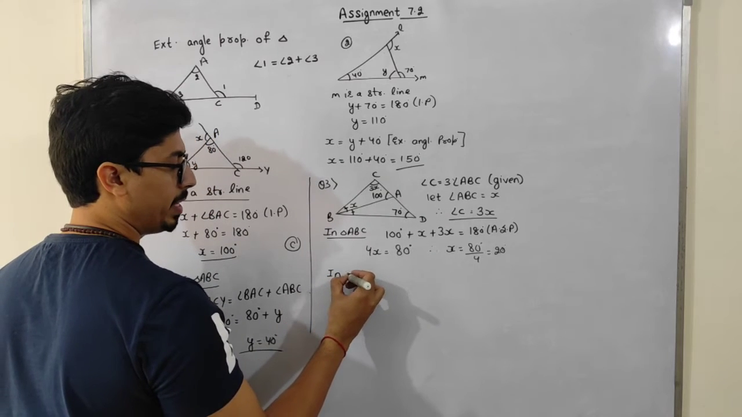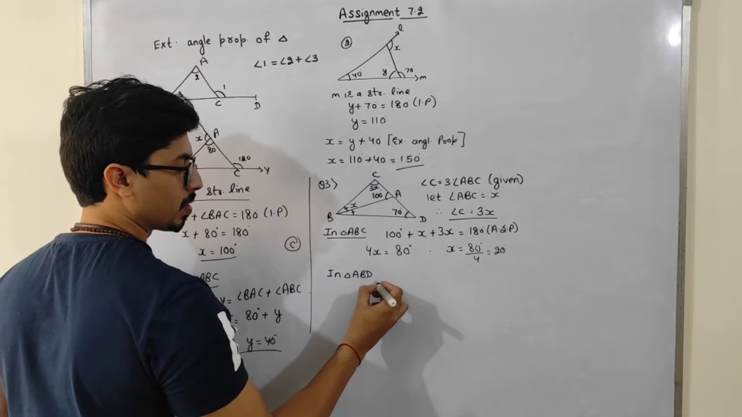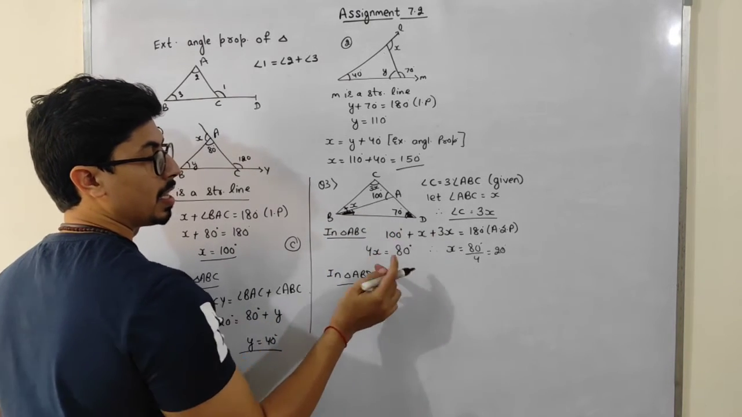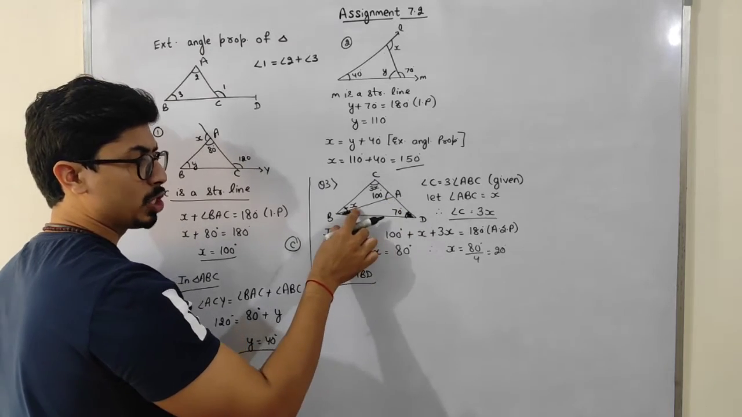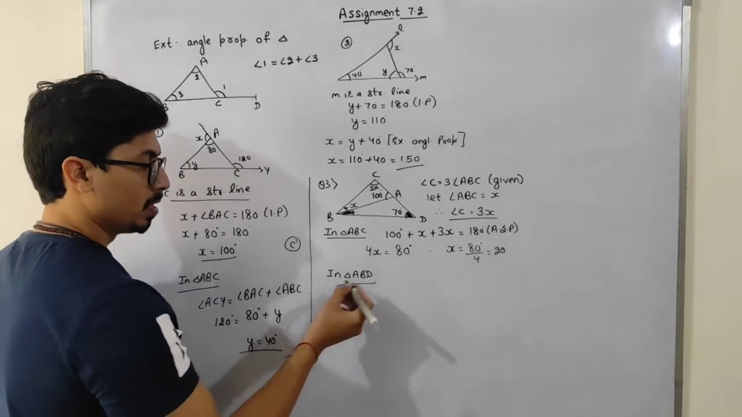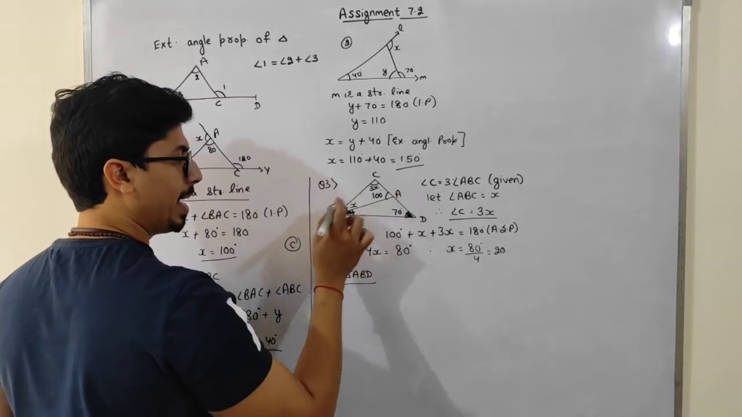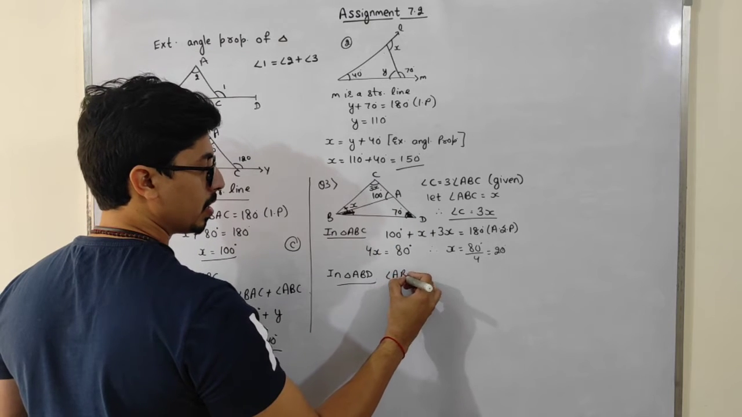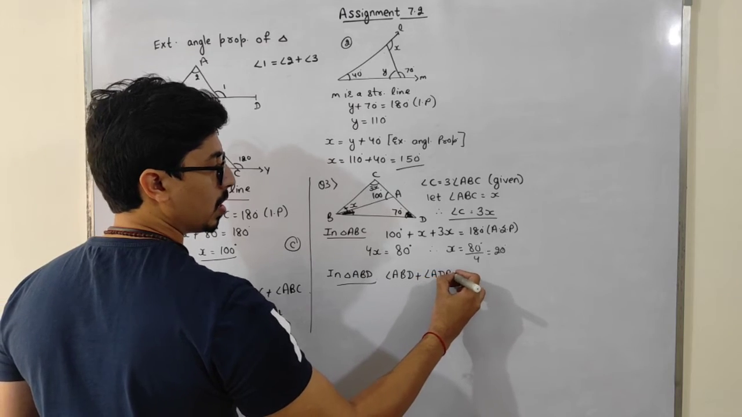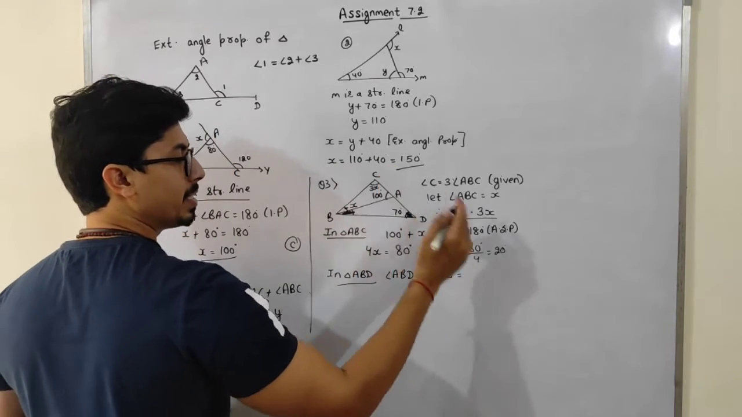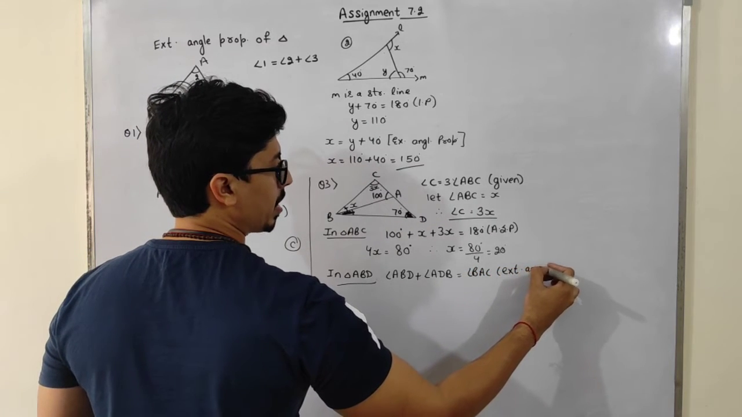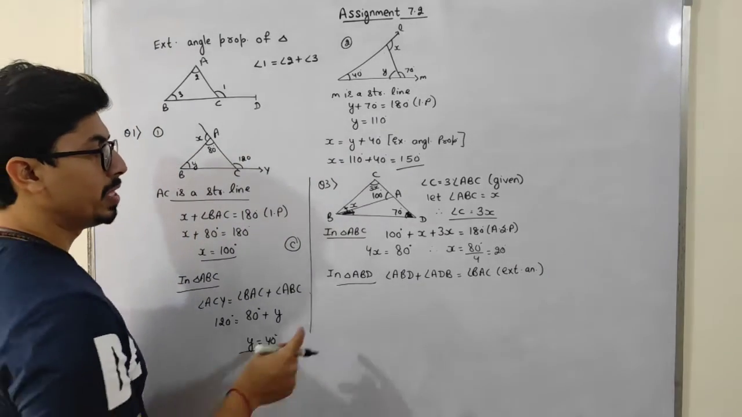Now in triangle ABD, students, see, if I take this angle and this angle, in triangle ABD I am taking these two angles, so the sum of these two will be 100 degrees because of the exterior angle property. So angle ABD plus angle ADB is equal to BAC by exterior angle property.